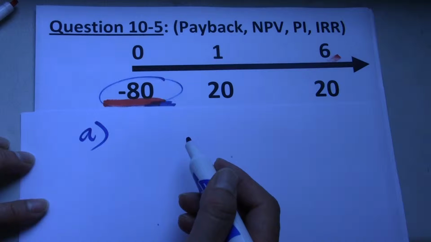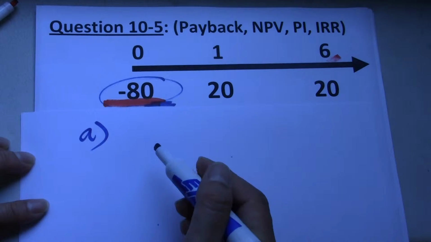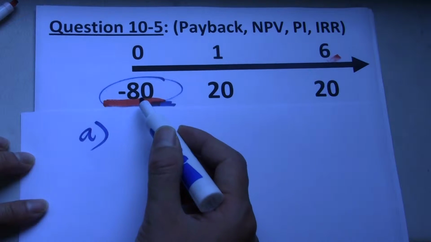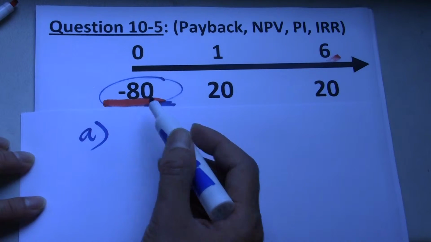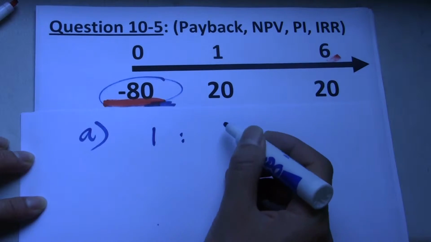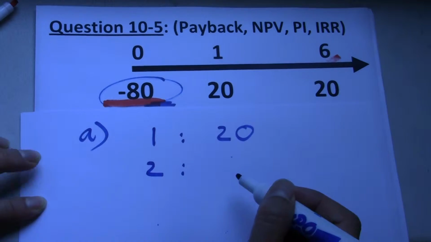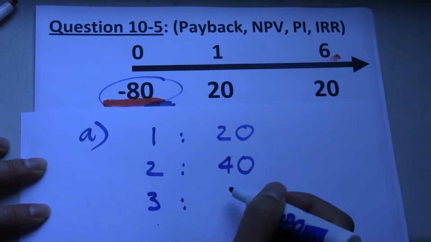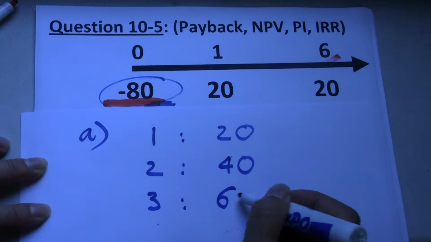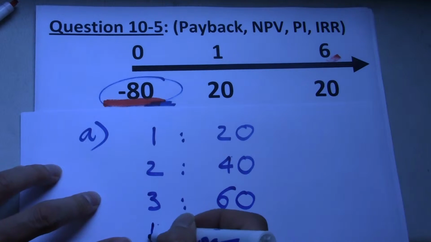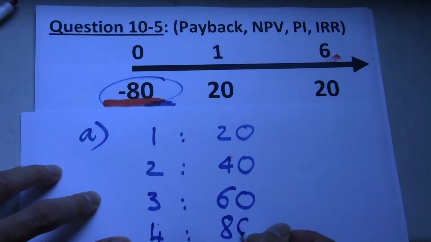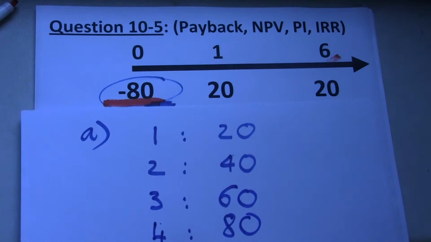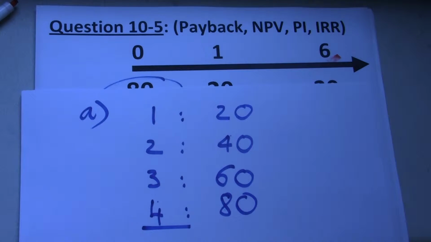The payback period means the number of years required for you to get back your initial investment of 80,000. Simply put, after the first year you get 20, after the second year you get another 20, meaning you get 40. At the third year you get back 60, and eventually at the end of the fourth year you get all 80,000 back. So the payback period in this situation is 4 years.